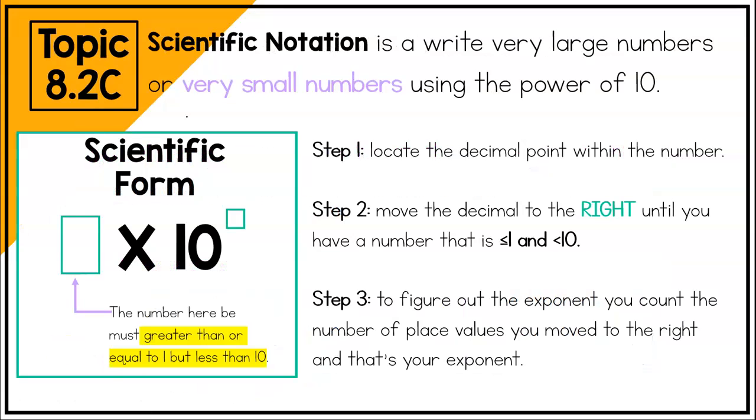And so I've written out some steps for us to follow when we're converting very small numbers using scientific notation. Just like yesterday, step 1, we're going to locate the decimal within the number. Step 2, we're going to move the decimal to the right until we have a number that is greater than or equal to 1, but less than 10, same as yesterday. And step 3, to figure out the exponent, we're going to count the number of place values we've moved to the right, and that will be our exponent.